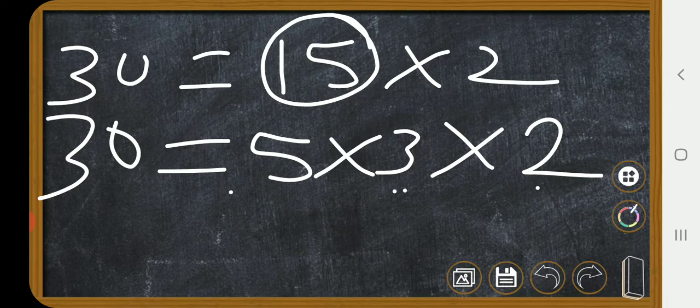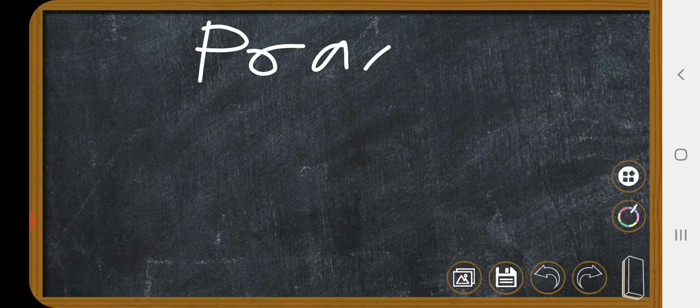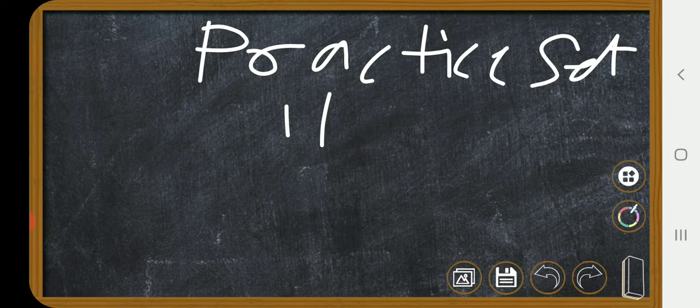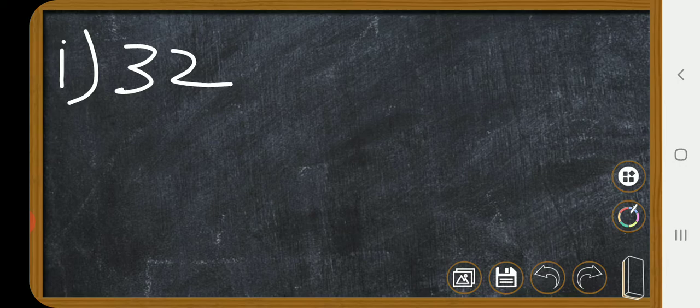Okay, I'll solve one or two examples from practice set 11, then we'll go further. Practice set 11. First one, I'll read the question: factorize the following numbers into primes. First one is 32. You can solve it in the vertical arrangement and horizontal arrangement. We'll solve in both. First write down the 32.